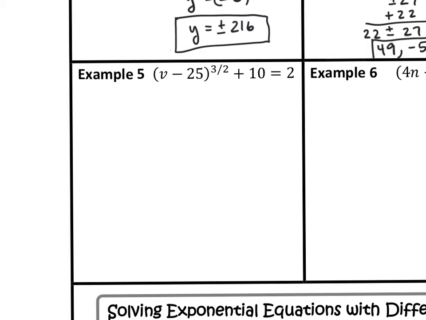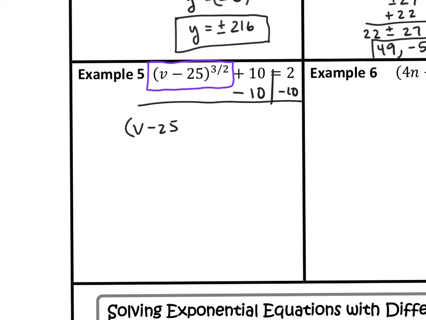Okay, so first step, isolate the exponential term. Get this term by itself. So we have to get rid of the 10. Subtract 10 on both sides. We end up getting v minus 25 to the power of 3/2 equals, these will cancel, 2 minus 10, which is negative 8.